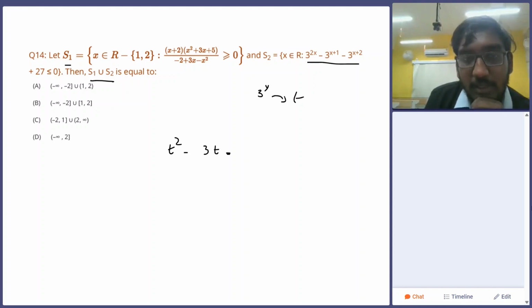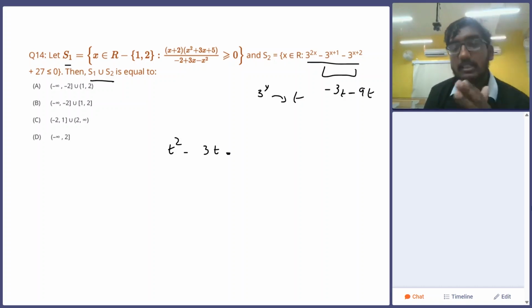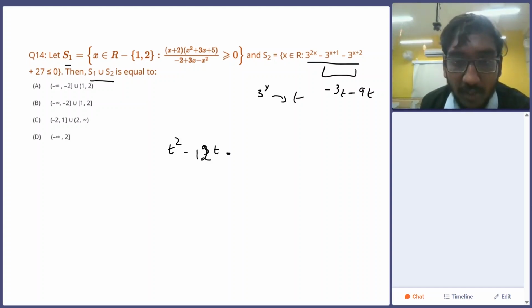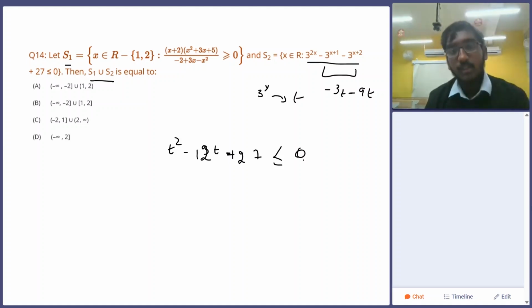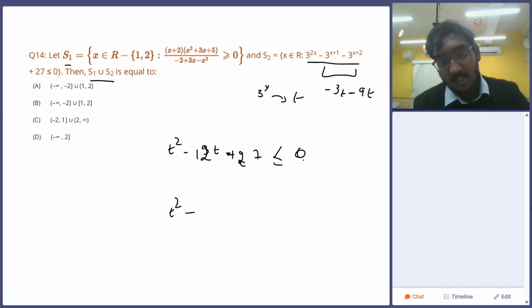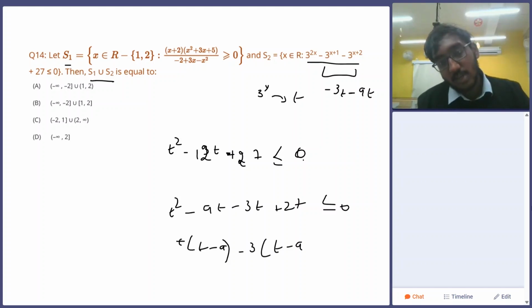Because this can be written in this way, right? Minus 3t, and this can be written as minus 9t because it is 3 power 2 into 3 power x, right? 3 power x plus 2. Basically it is minus 12t, and I have plus 27 is less than equal to 0. So how will you factorize this? The product should be 27 and the sum should be 12. So you can write it as minus 9 times minus 3. t square minus 9t minus 3t plus 27 is less than equal to 0. t into t minus 9 minus 3 into t minus 9 is less than equal to 0. t minus 3 times t minus 9 is less than equal to 0.